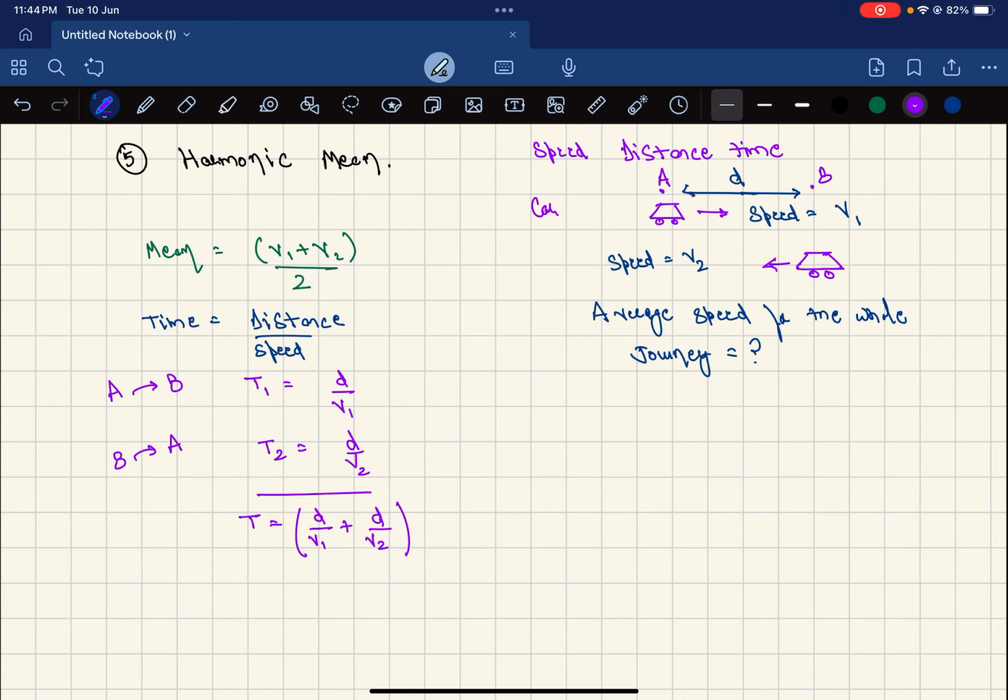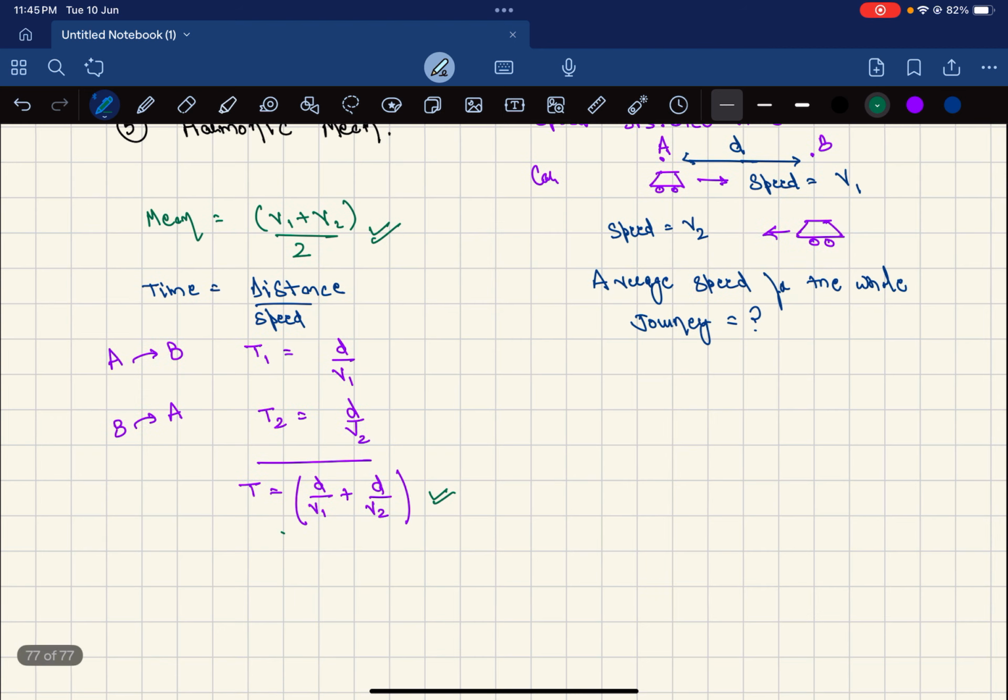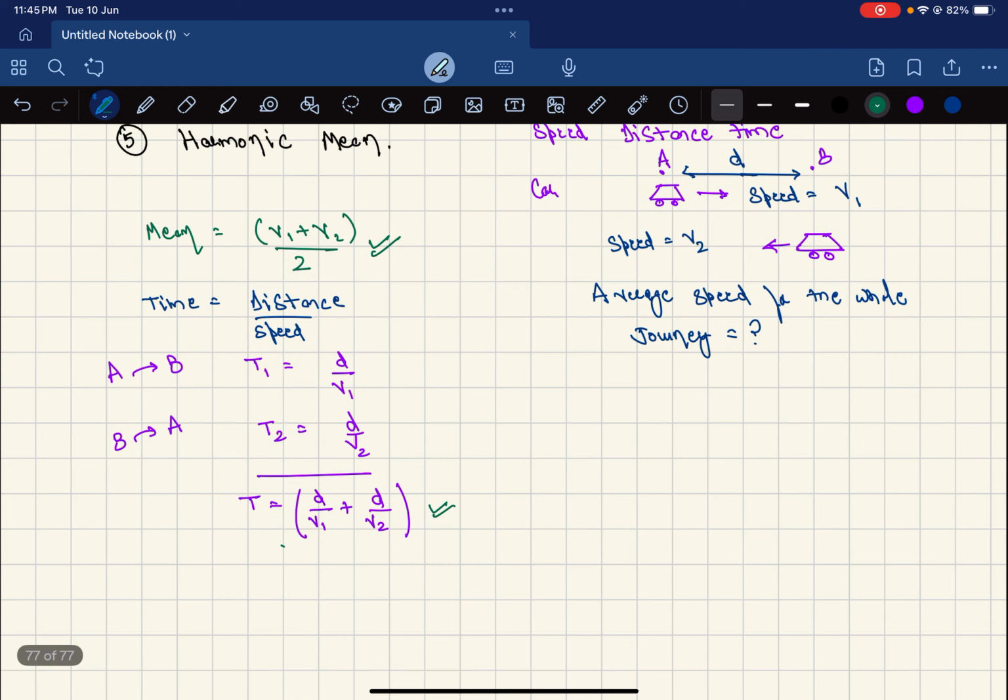Now if we use the arithmetic mean speed, which we calculated as (v1 plus v2) upon 2, and we have this total time already, then we know that if we multiply speed into the total time, we should get the total distance as 2d, because that was the total distance traveled. So let us try to do that. We get (v1 plus v2) upon 2 multiplied by (d upon v1 plus d upon v2).